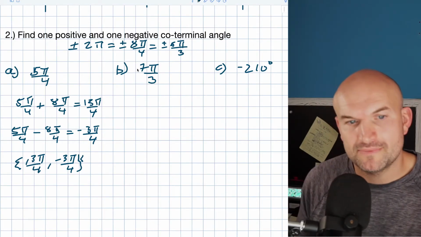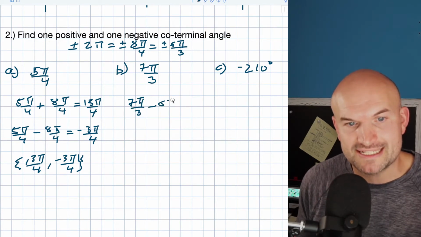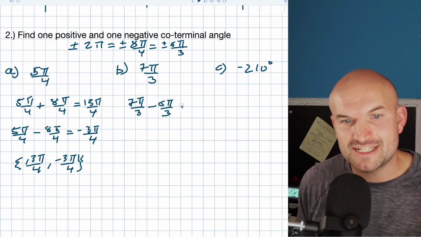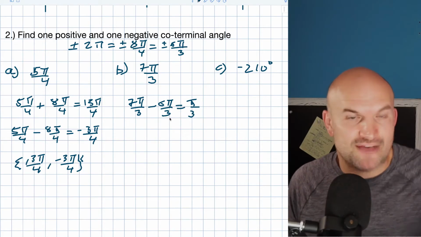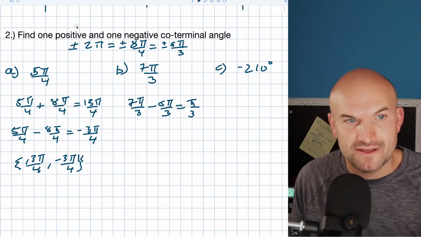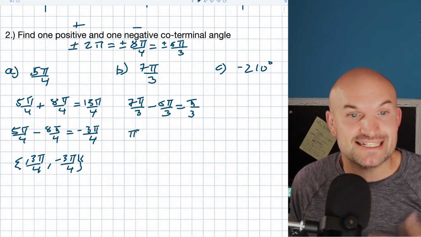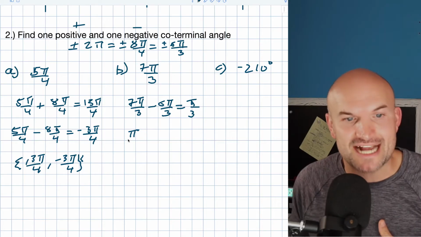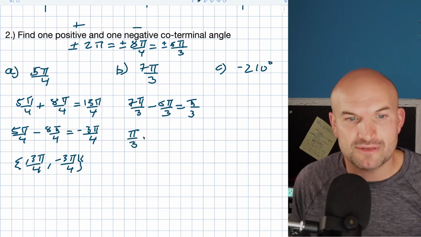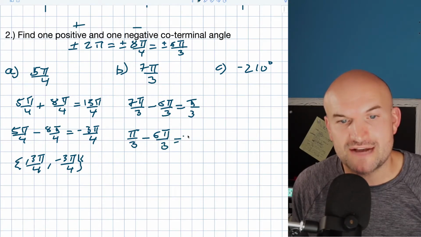But here comes the problem. Because when I take 7 pi over 3 and I subtract 6 pi over 3, that just gives me pi over 3. That's positive, right? So if I add 6 pi over 3, that's going to also be positive. I need to find a positive as well as a negative coterminal angle. So what I need to do is not add and subtract in this example. I need to actually subtract twice. So I'm going to take pi over 3 and then minus another 6 pi over 3, which is now going to give me negative 5 pi over 3.